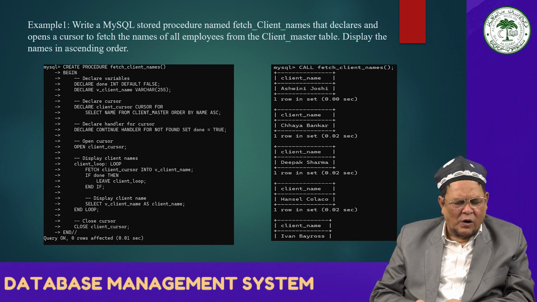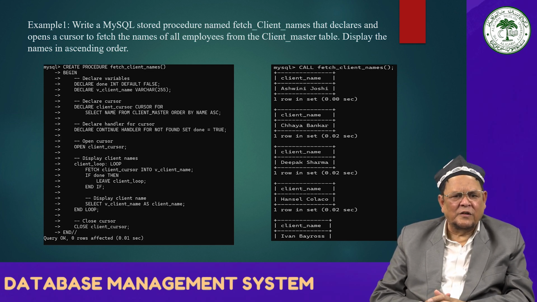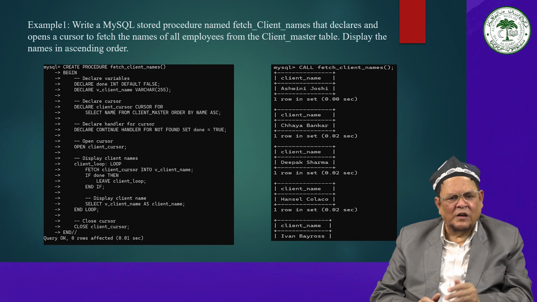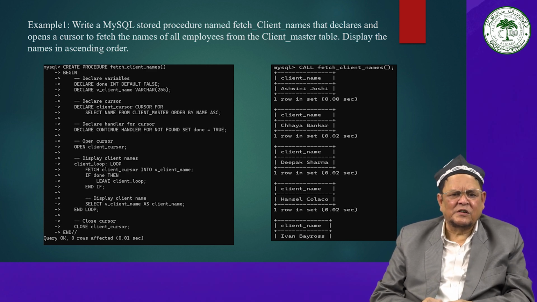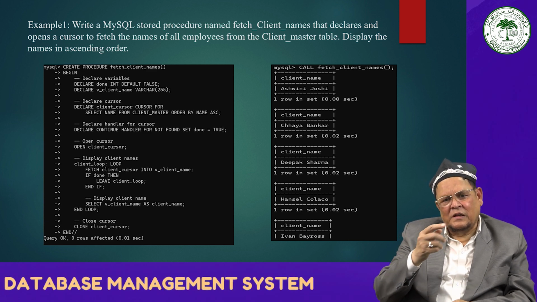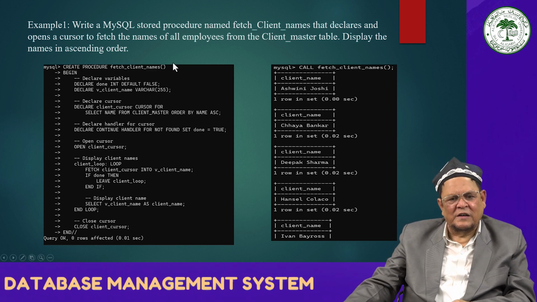So in this way, you are able to write in MySQL a command: create procedure fetch_client_name. Begin, then declare the variables. Declare done integer default false. Declare vClientName varchar(256), and then also declare the cursor. Declare client_cursor cursor for select name from client_master order by name. Here we need ascending order.